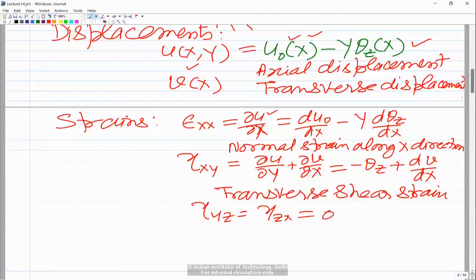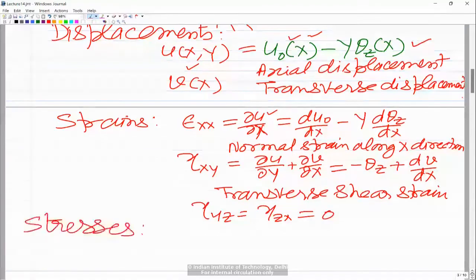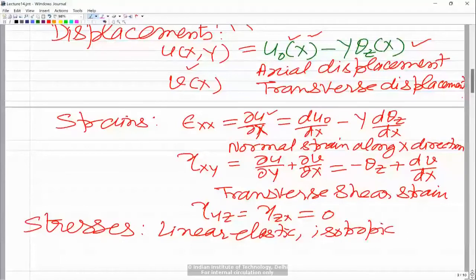Once we have defined the strains, we talk of stresses. The major component of stress is going to be axial normal stress. Before I write the relationship between stresses and strains, we talk about the material. We are assuming that the material is linear elastic and isotropic. Earlier, for either the truss element or the Euler-Bernoulli beam based frame element, we had only one non-zero component of stress, sigma xx. But now we'll also have tau xy as a non-zero stress. So I am calling this a generalized uniaxial state of stress.